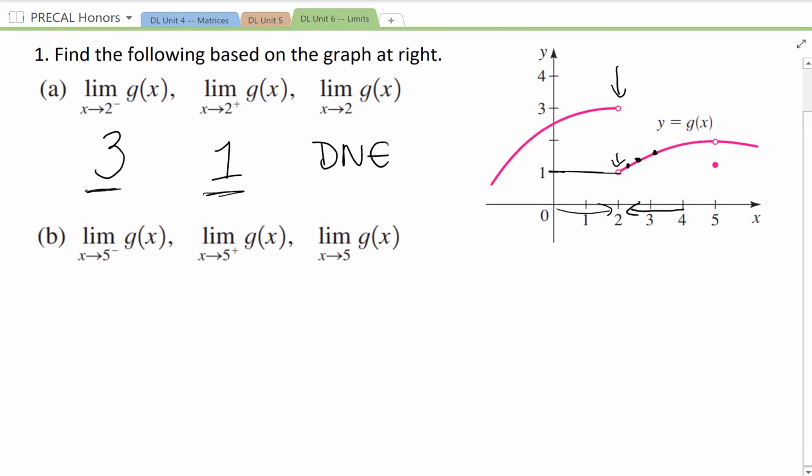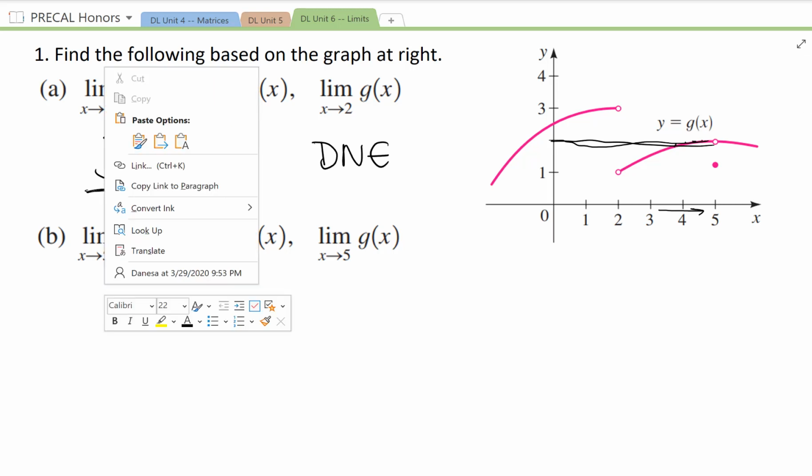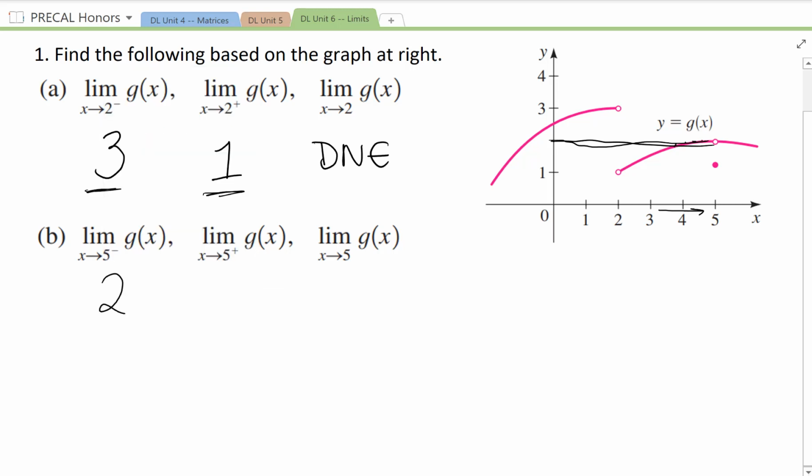The limit of g of x as x approaches 5 from the left-hand side. As x gets closer to 5 from the left, we see values approaching 2. Then from the right-hand side, we see values that are, again, approaching 2. The left-hand limit is 2, the right-hand limit is 2, therefore the limit does exist and it is also 2.